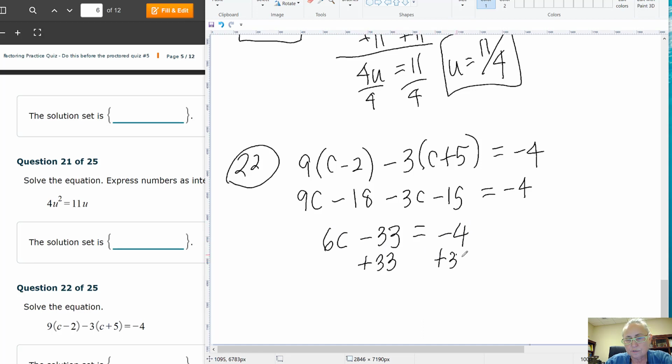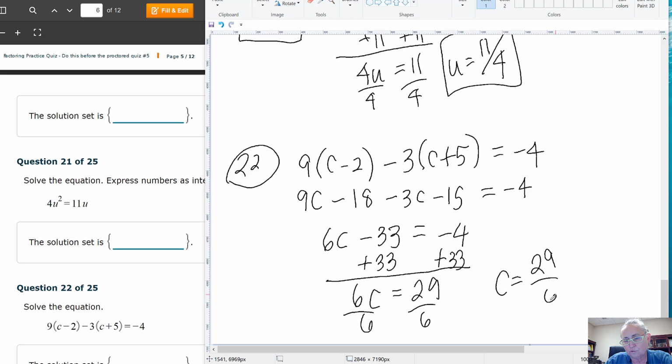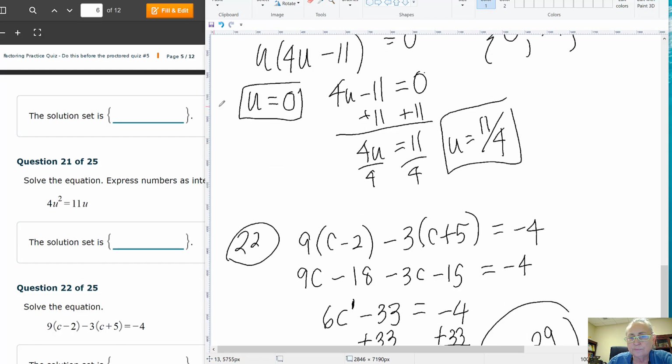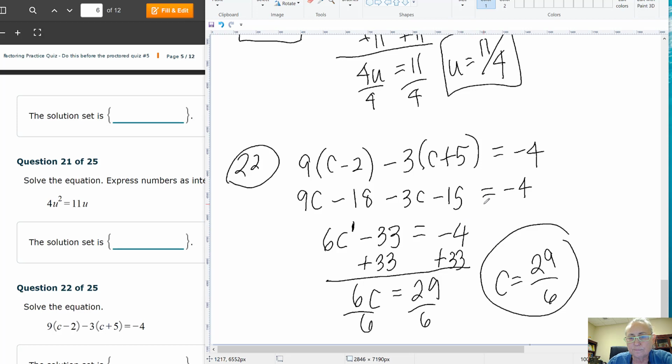You add 33, you get 6c equals, what's that, 29? We divide by 6, c equals 29/6. So look, when the exponent is a 1, it's just a plain c, there'll only be one answer. When your exponent is a square, there will be two answers. So they put this one in here just to kind of see if we're paying attention. We don't factor unless there is a square or higher.